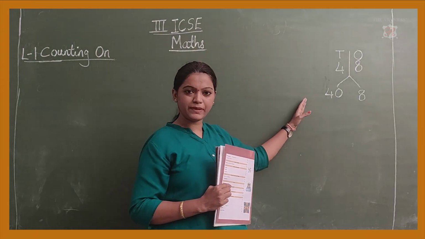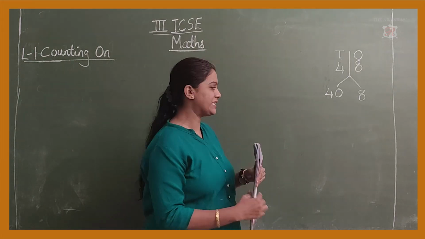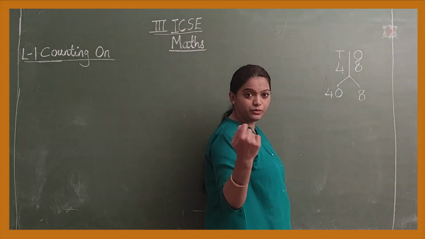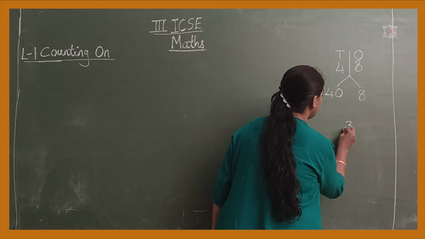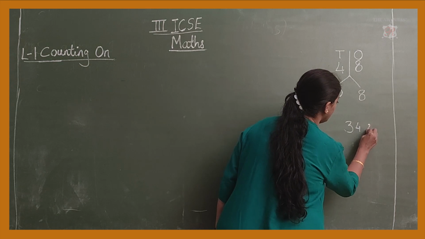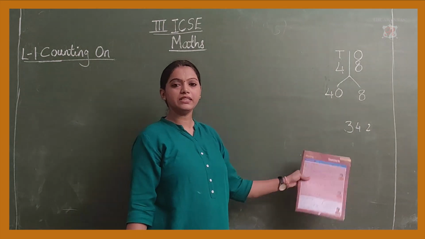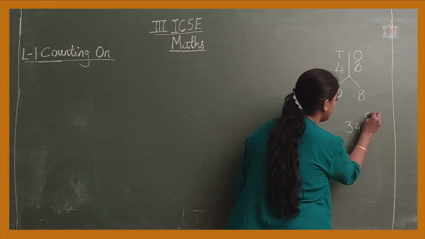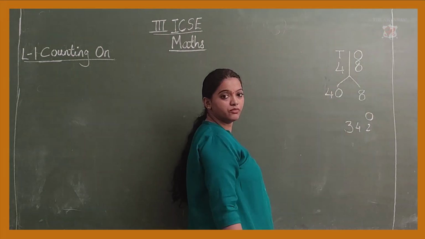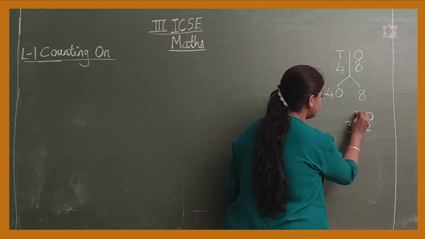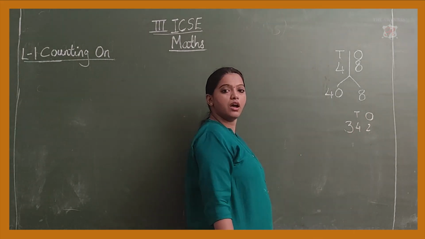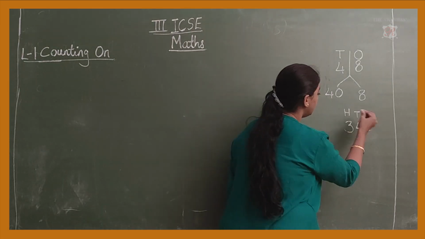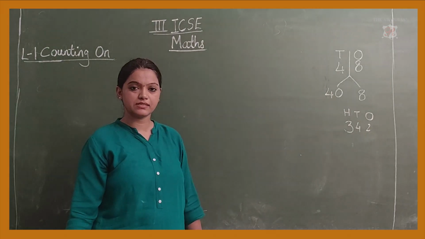I will again explain this concept with a new example. Now let's take a new example. Let's take it in 3 digits. 342. Now how do you write this 342? Where is your 2? Under ones place. Where is your 4? Under tens place. And next comes your hundreds place. So where is your 3? Under hundreds place. Now how will you split this?